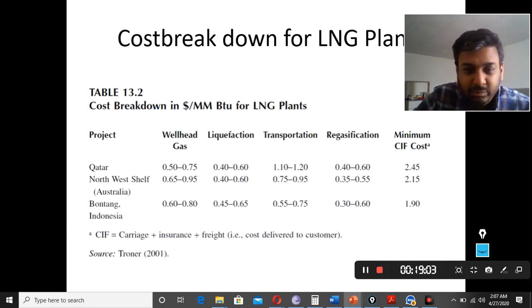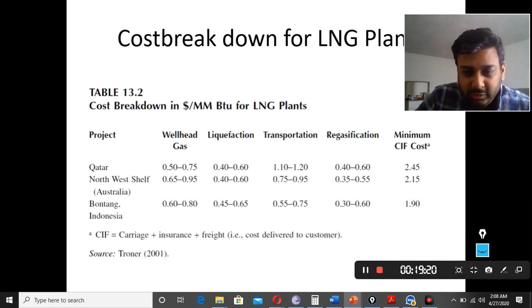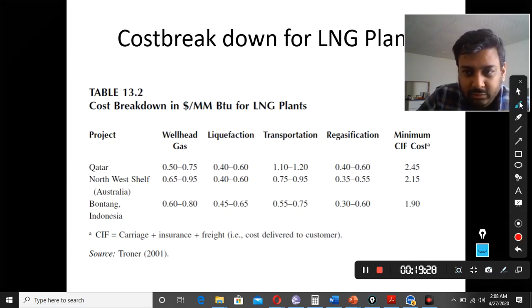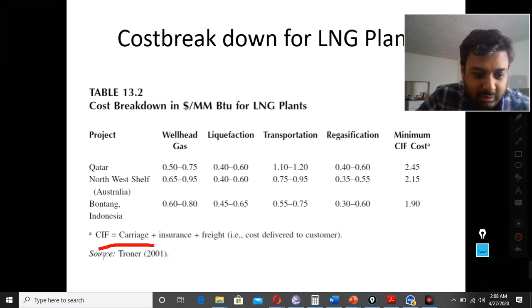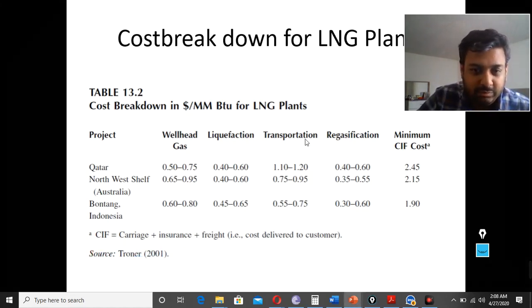As you see, the major cost here is around transportation. Transportation for Qatar is quite expensive, and you can see that liquefaction also has a cost, and regasification also has a cost. So the Indonesia one is quite cheaper than the Qatar one. These are the old figures from 2001. Of course, prices change every day, so you can calculate the prices based on today's current scenarios.